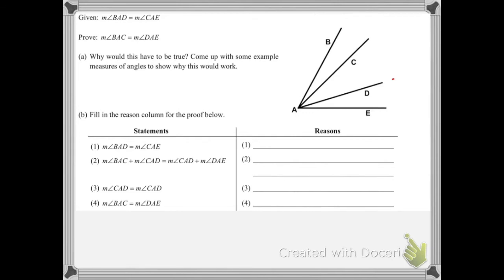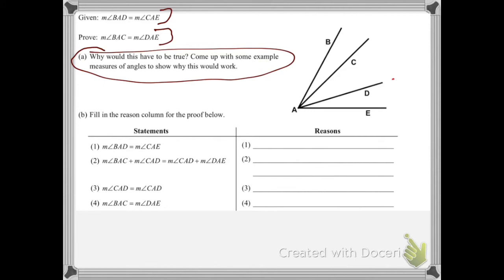Let's look at a few examples here. So let's apply these axioms, okay? I have my given, I have what I have to prove, and then you can test this out on your own if you don't believe it. So the first statement is that I have angle BAD is equal to angle CAE. Well, that was given to me up here. So my reason for that is that that's given.